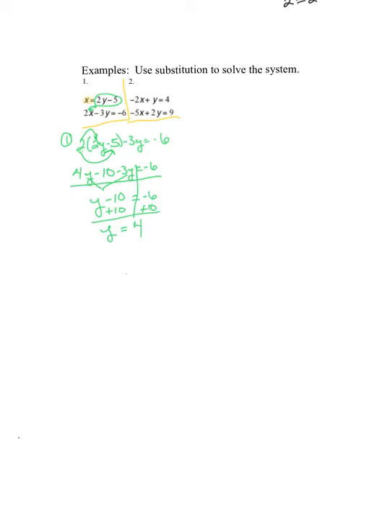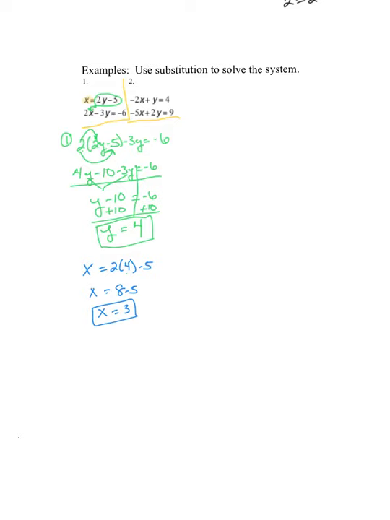Okay? I can't stress enough, don't force the numbers to do what you think they should do. Simply do the math. Let the math speak to you, all right? So I've got y equals 4. Now what do I do with it? I need my x, right? I've got to solve the system. So now I plug my 4 into that first equation, because I'm going to find x. X equals 2 times 4 minus 5. X equals 8 minus 5. X equals 3.